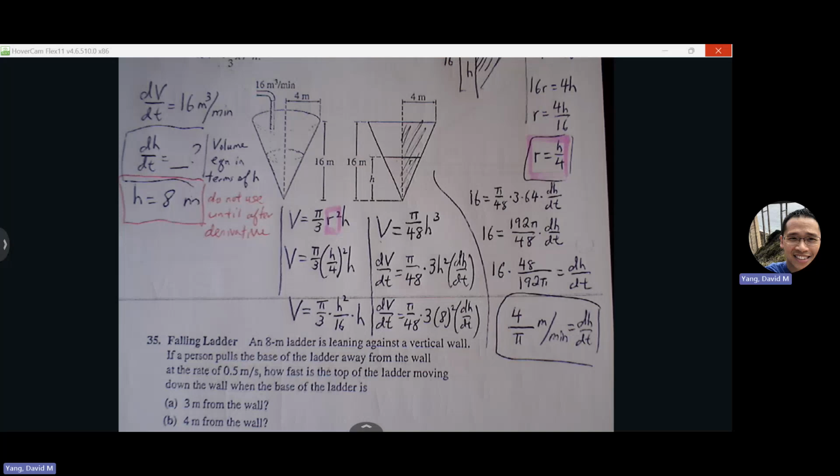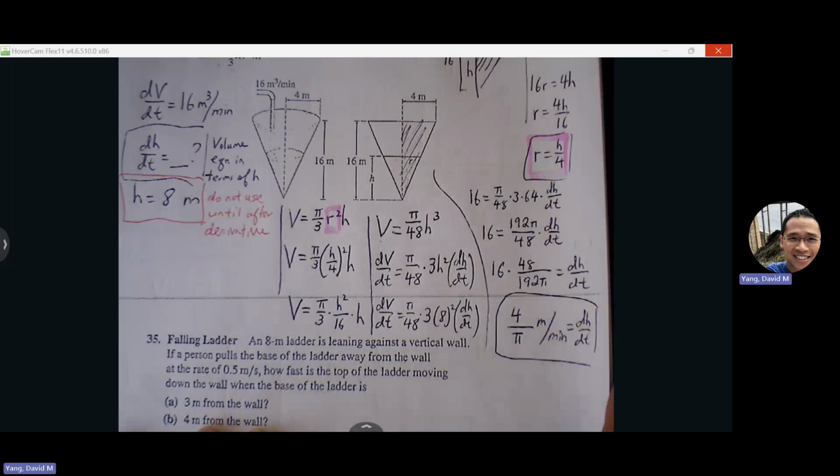Okay, so go to page 8. This one will be the last of the new types of related rates. There's still something called trig related rates, but we're going to save that for the end of the semester when we have a trig unit and we look at all the different types of problems from the trig perspective. So let's go to page 8.